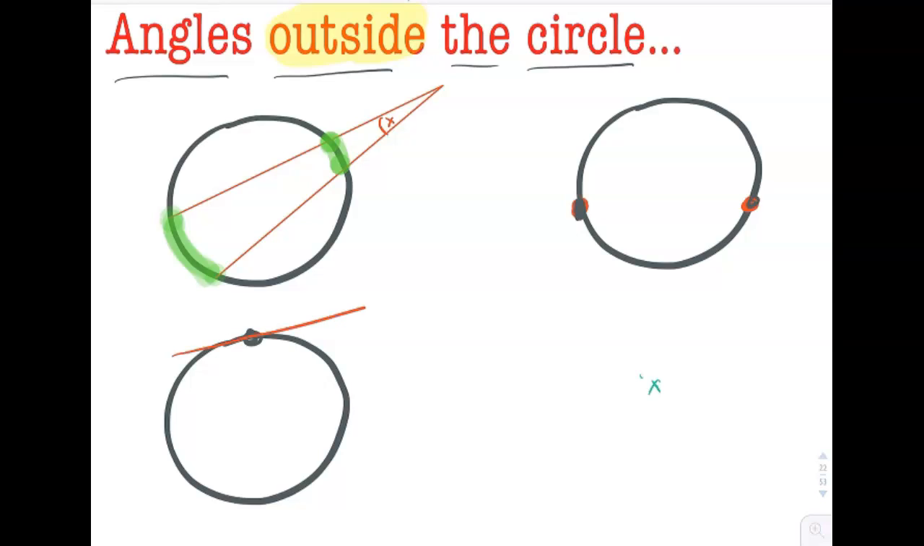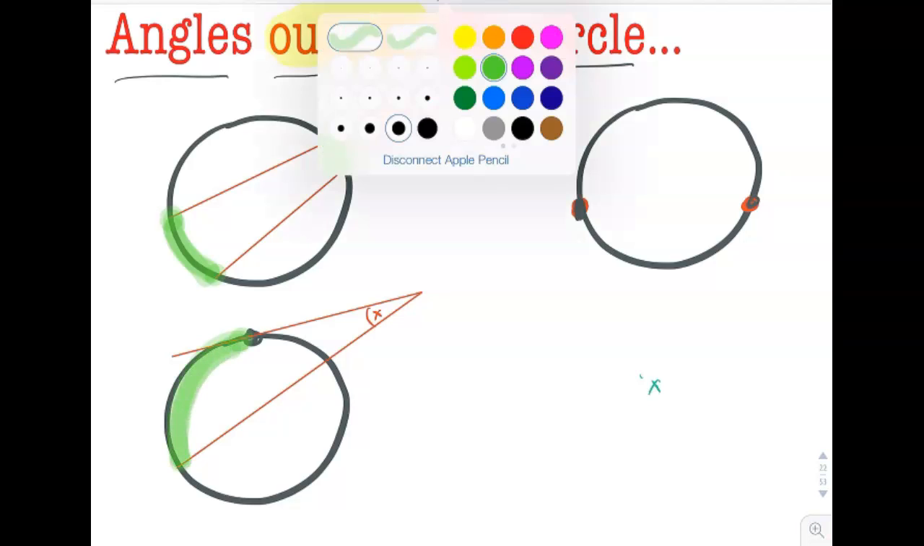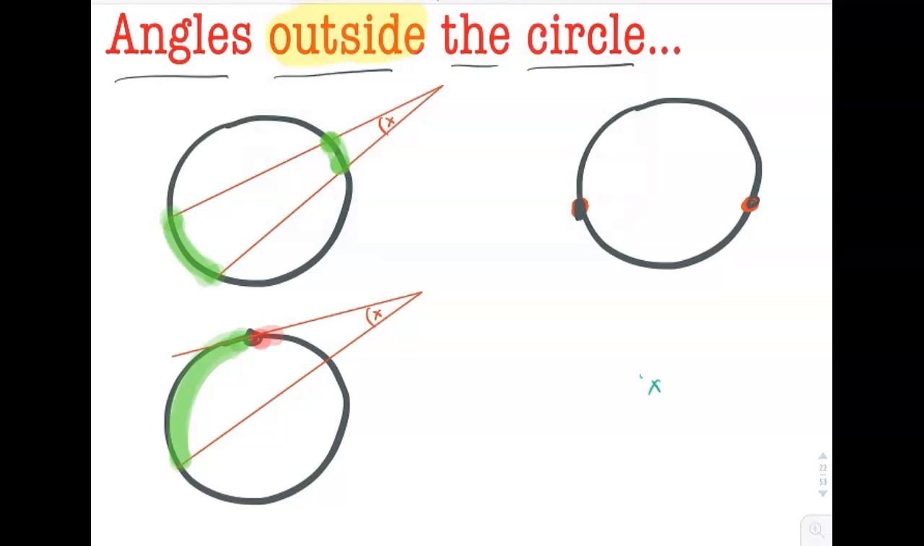What if I drew a tangent and a secant? Still an angle is formed out here. But again, you have this arc right here, and you have this arc right here. The arcs actually touch each other right there. But that's where they change over, because that's the point where the tangent touches. So there's two arcs intercepted there as well.